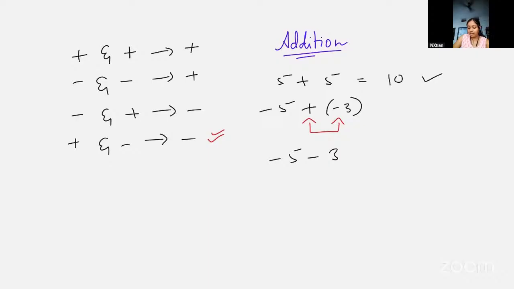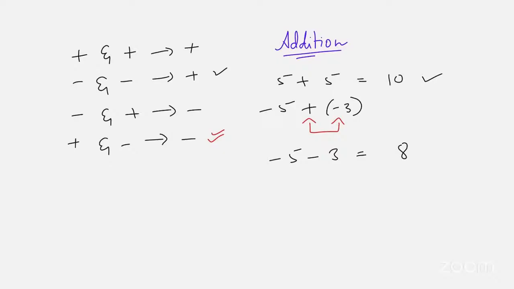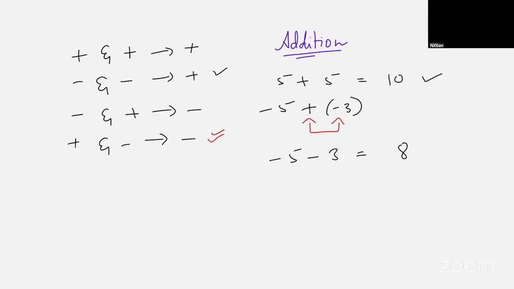Now see again. Now the question says minus 5 minus 3. See, minus is coming here, minus is coming here. When minus and minus is there, we add. So we will add them. 5 plus 3, 8. But now what about the sign? Will this 8 be positive or will it be negative? It will be negative. Minus 8 will be the answer.